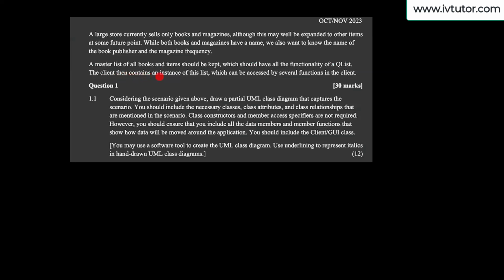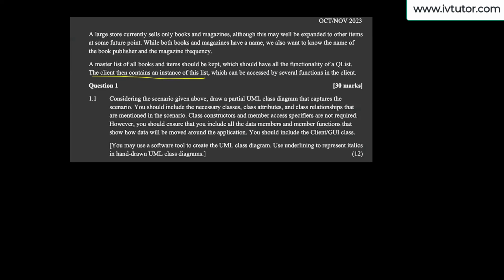The client then contains an instance of this list. I think we've just talked about this. Your client will always have an instance of the list, which can be accessed by several functions in the client. So this already is talking about that aggregation question that you discussed earlier. Even if they had not said it, you would still do it. Generally, that's how you would do your client. It would have aggregation with your container.